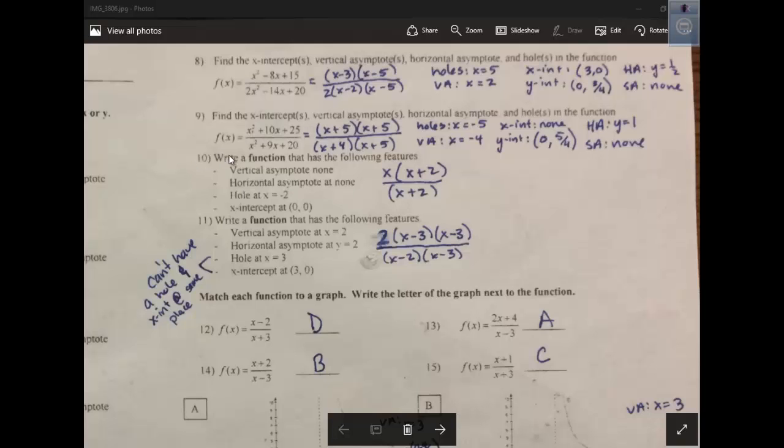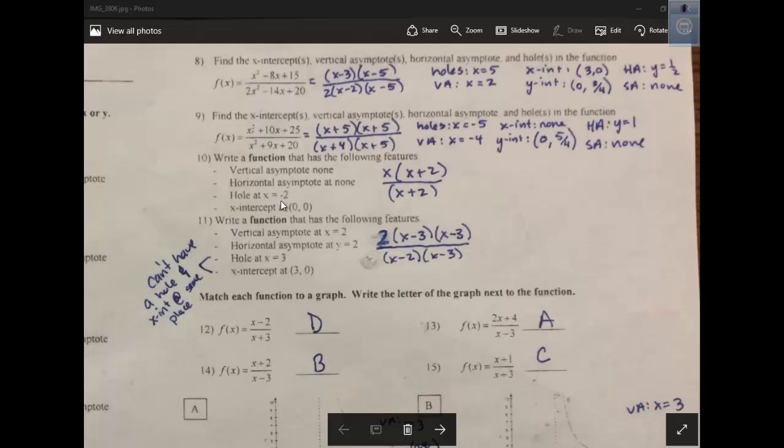Now for question number 10, it says write the function. These are kind of tricky, but basically vertical asymptote, there is none, so that means that there's not going to be anything left over in the denominator. The horizontal asymptote, there is none. And then we're kind of left with nothing at the top, these first two.